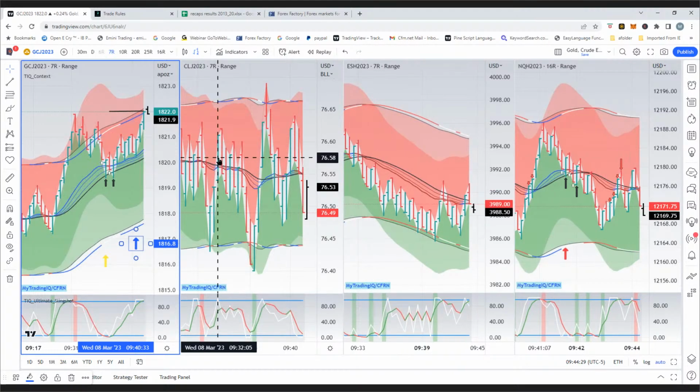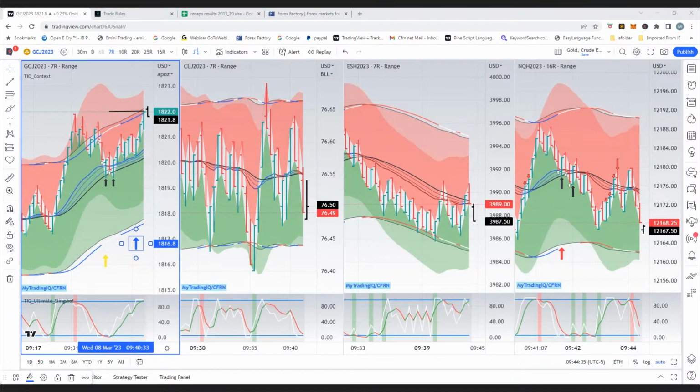All right. The ES. What happened to the ES trade? Did I stop out on that? Should I move the stop to break even? What happened with that one? Where is it? Here it is.